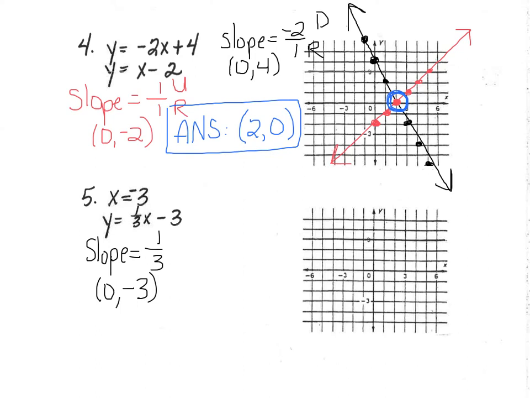My slope of 1/3, the 1 on top, tells me to go up because it's positive. The 3 on the bottom tells me to go to the right because it's positive. So I'm going to plot the point 0, negative 3 right here. My slope is 1/3. Go up 1, right 3. Up 1, right 3. I can also go down 1, left 3. Down 1, left 3. And then draw on the best line that you can.